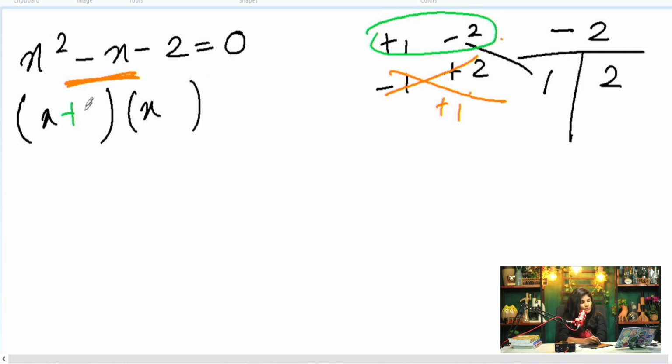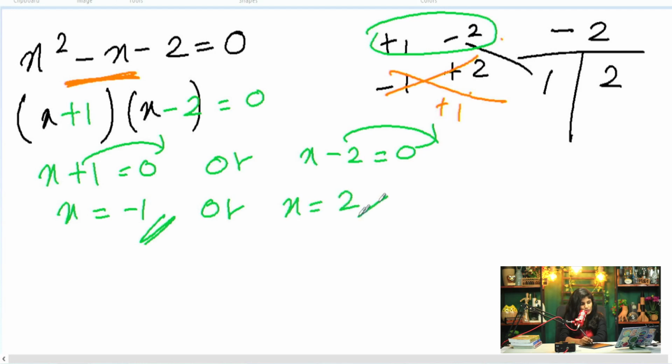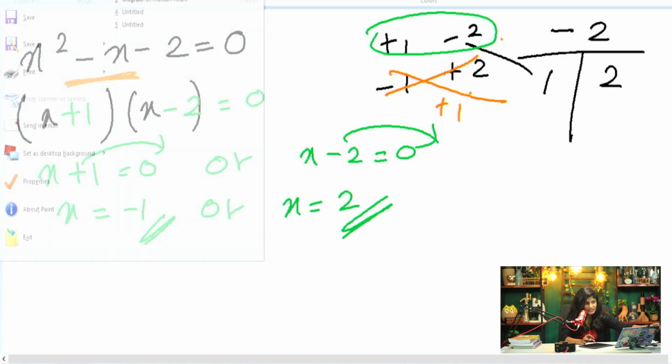Okay, x plus 1 and x minus 2 equals 0. That means x plus 1 equals 0 or x minus 2 equals 0. Then we will take these numbers to the other side. X equal negative 1 or x equal 2. That's it. Very easy. So, moving to the third question.